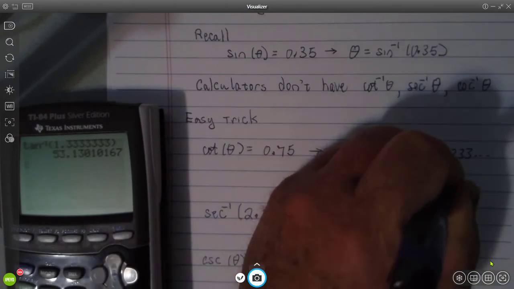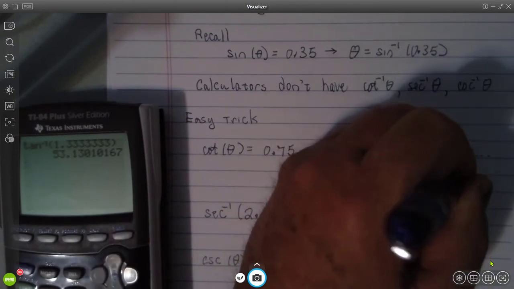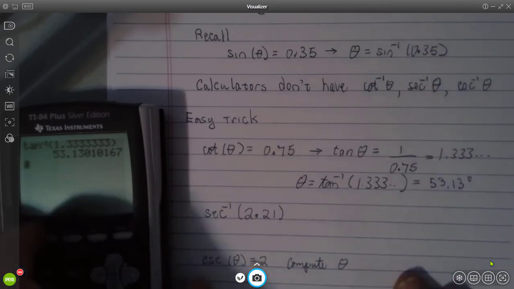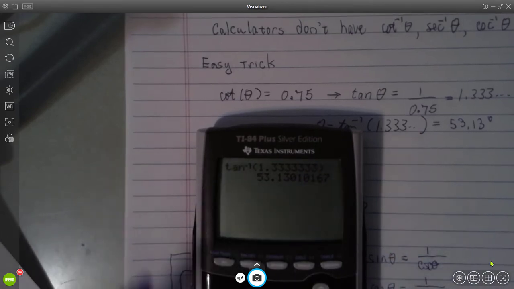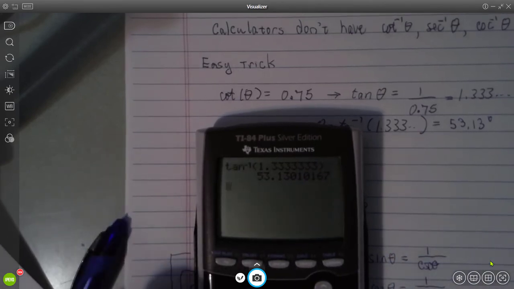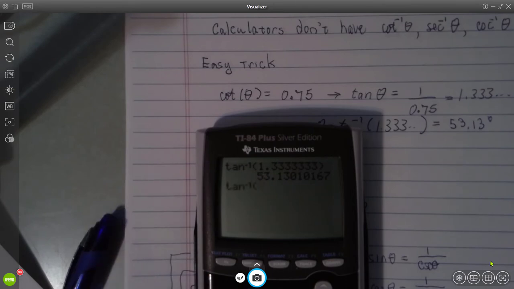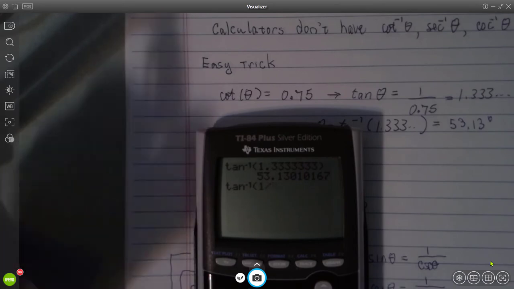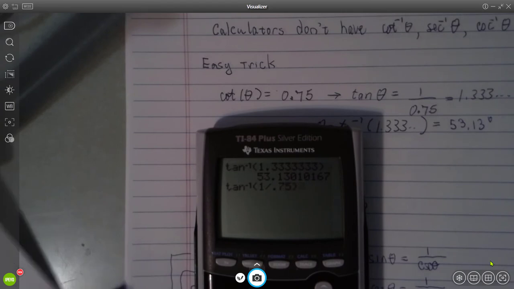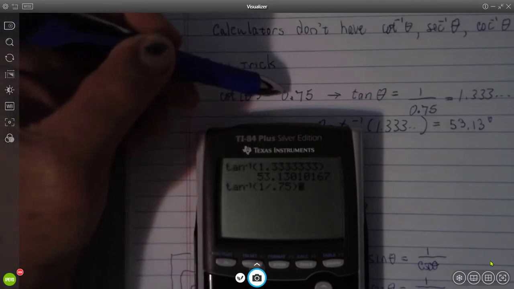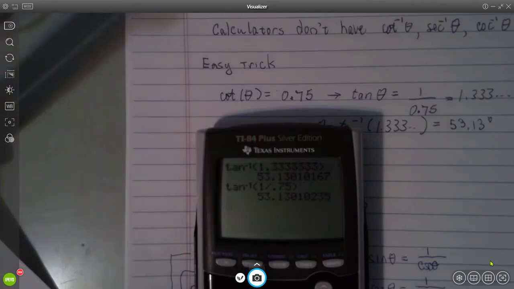Now, I would like to point out, just before I leave that example, that I can save myself a little bit of writing here. If I know that the cotangent is 0.75, I can do this all at once. Rather than taking the inverse cotangent, I'm going to automatically go to inverse tangent and then take 1 over the cotangent value, which is 0.75. That's what will go inside of the tangent. The argument of the tangent function is simply the reciprocal of the cotangent. Press enter and we get our value directly.